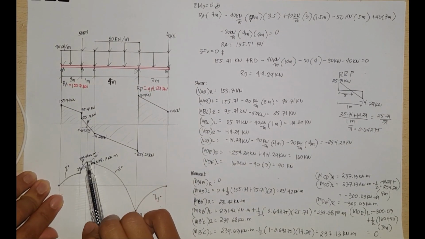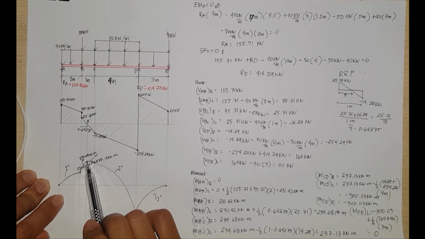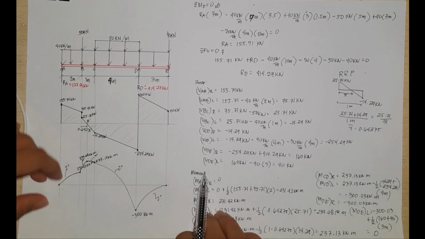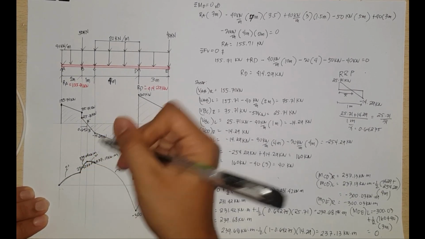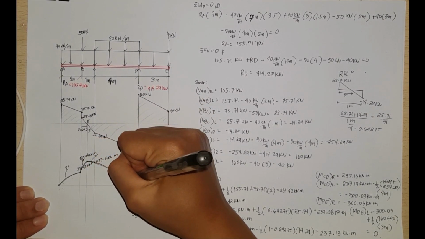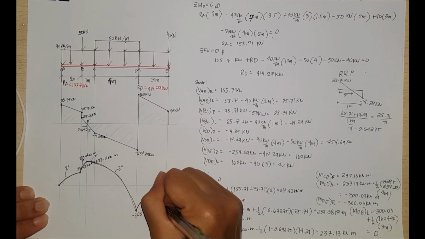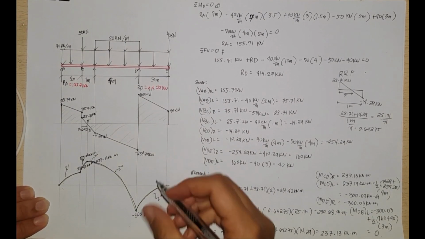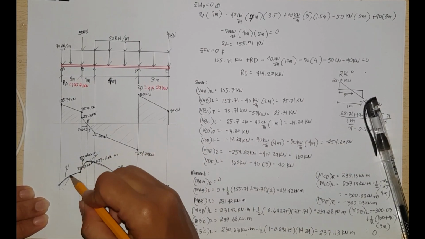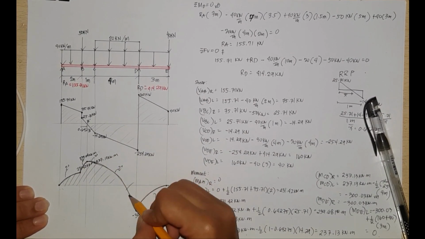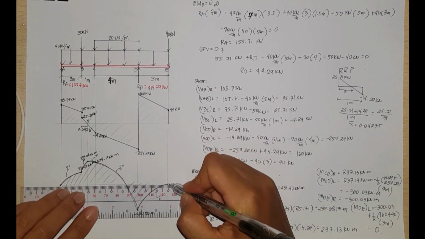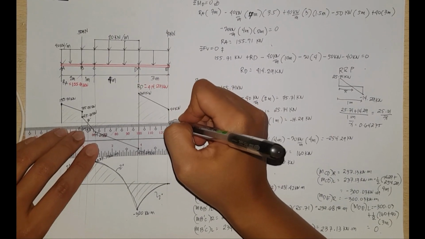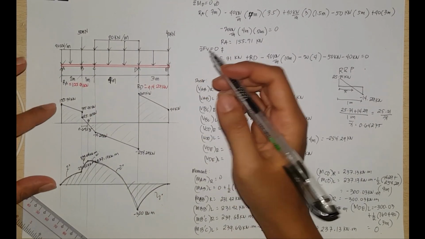Our maximum moment is located here at B prime, which is equal to 239.68 kilonewton meter. So, this is now the moment diagram. Connecting all the points with 2 degree curves, this is now our moment diagram. This is the shear diagram, and this is the moment diagram.